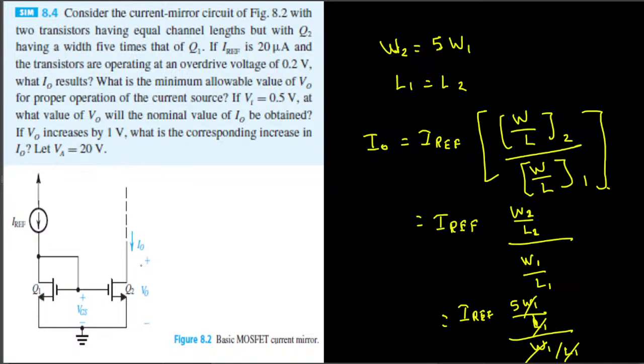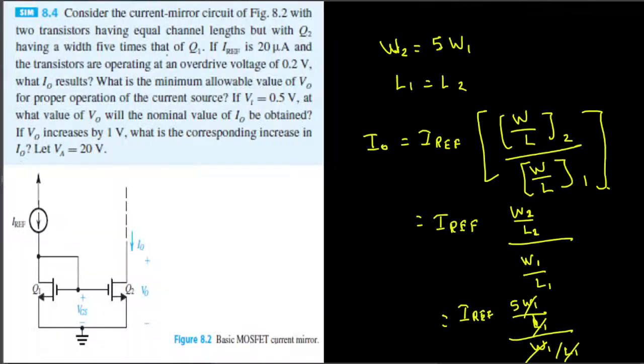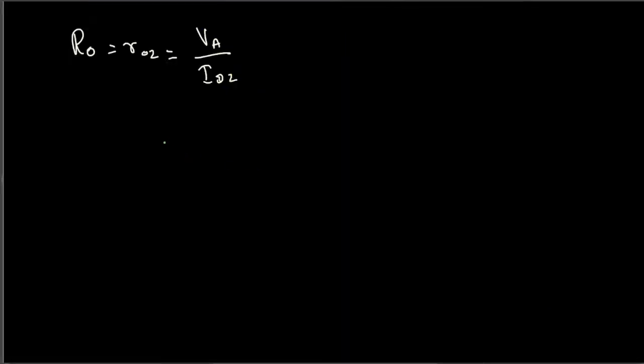So here we are increasing V0 by 1 volt. What will that do to the current I0? Let's look at that. In order to do that, we have to find the output resistance, that is RO, or you can say RO2 as well, which is equal to VA divided by ID2. We are looking at the output resistance right here. VA is given in the question, that is 20. ID2 is what we calculated initially.